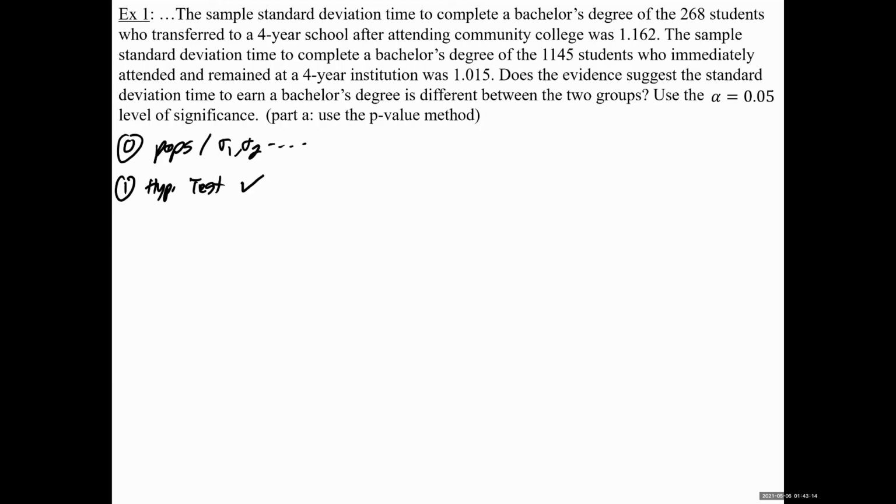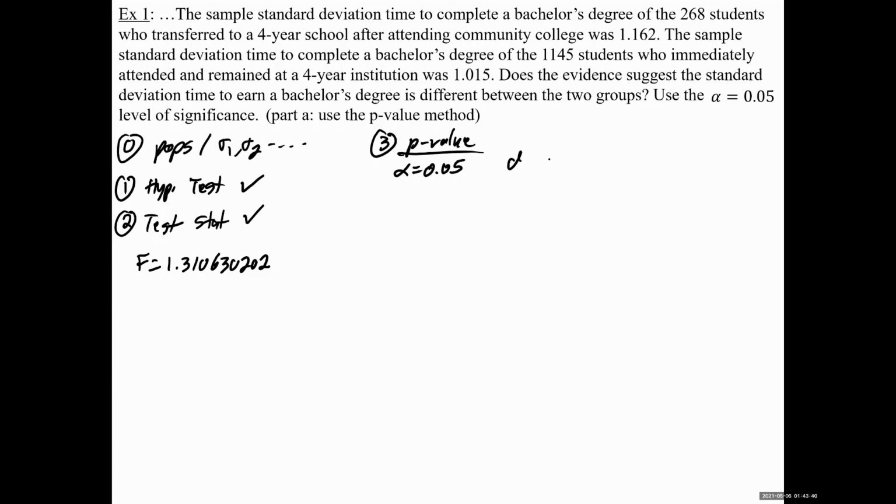If it's the p-value method, the next step would be the test statistic part, which again we already did, so I'm not going to do it again, but I will remind you what the answer was. The answer was 1.310630202. And then the next step would be the p-value part. We did not do that part yet, so we'll do that part now. For the p-value part, you write down alpha, which is 0.05, and the 2 degrees of freedom, df1 was 267, df2 was 1144.